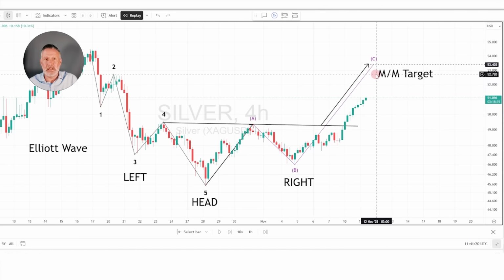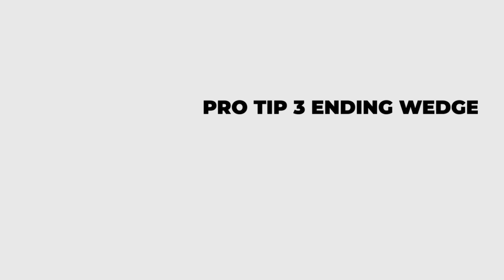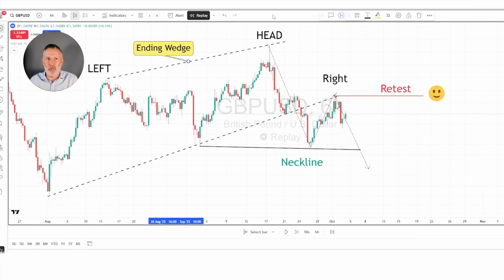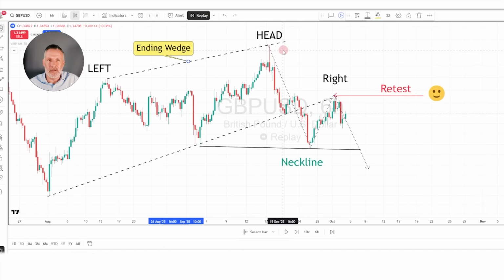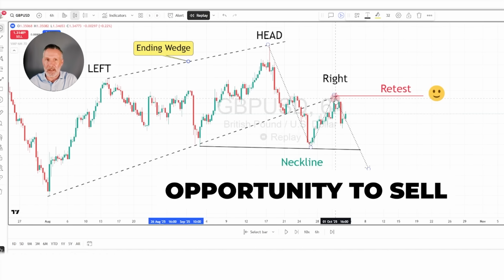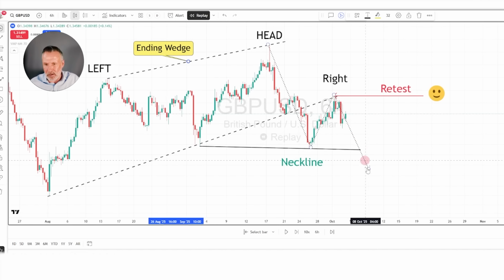And the third pro tip, you can sometimes combine the head and shoulders with another pattern. Bull runs will often finish with an ending wedge formation. The peak inside this pattern can be seen as the head. A retest of the breakout level can be noted as the right shoulder, and this sometimes offers an opportunity to sell into the head and shoulders formation ahead of the neckline break. So that's how to spot and trade the head and shoulders formation.